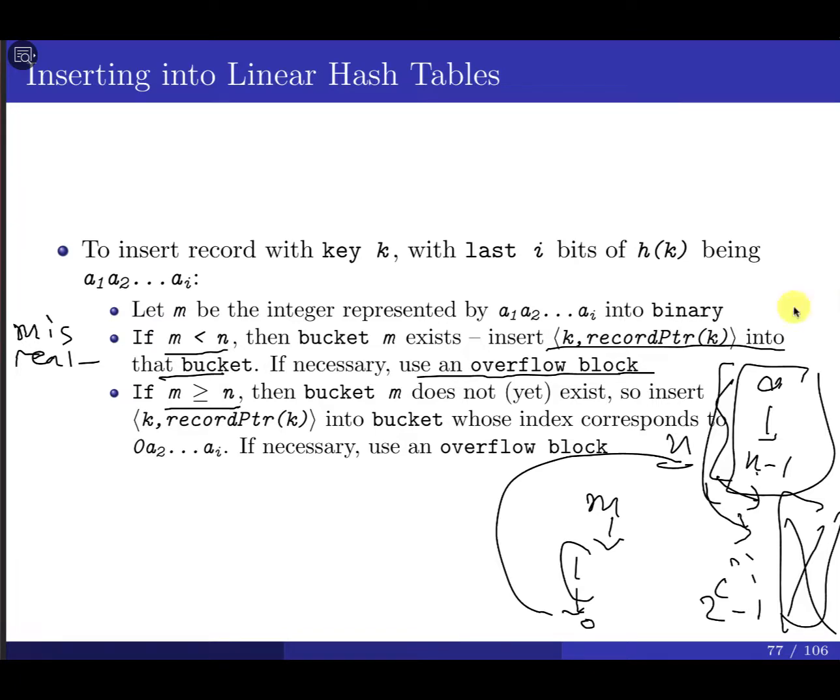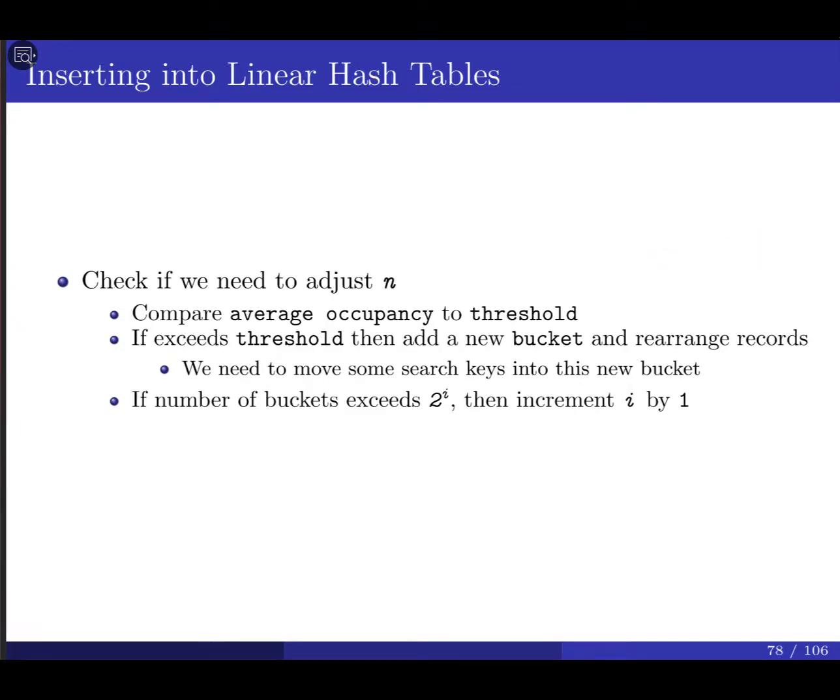We haven't done that yet. In both cases, either the value of m is less than n, or the value of m is greater than or equal to n, it's going to be a virtual bucket. So what you're going to do in this case, after you insert this one, you need to make sure that the average occupancy condition that we have is fine. You didn't violate the condition.